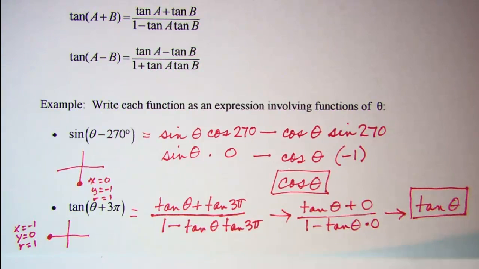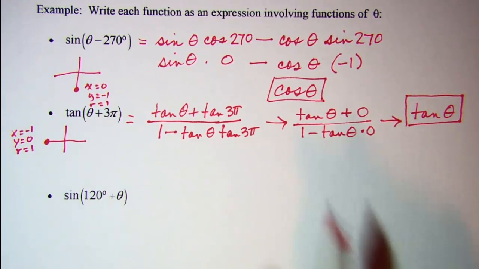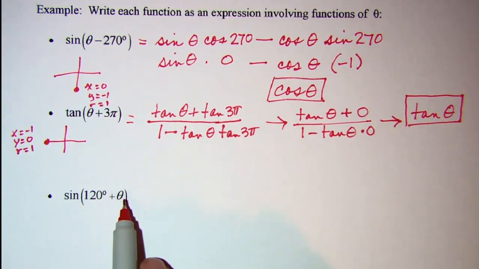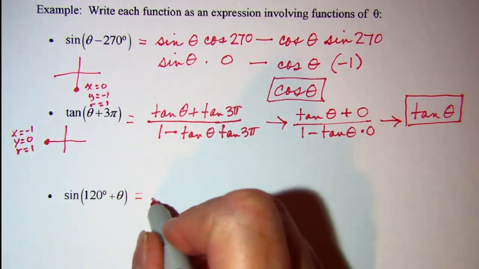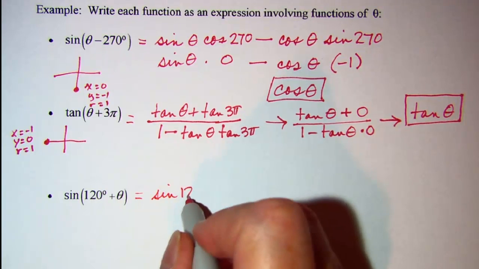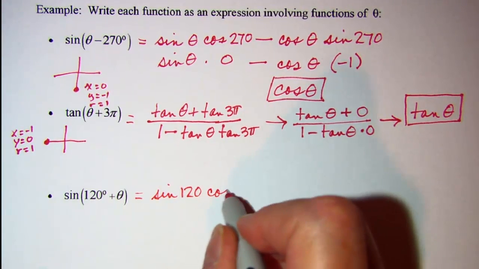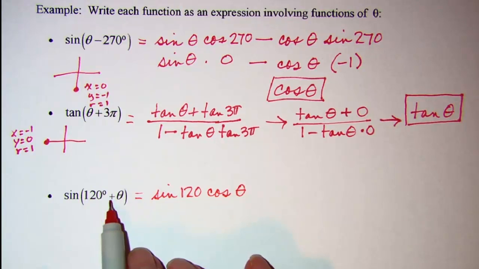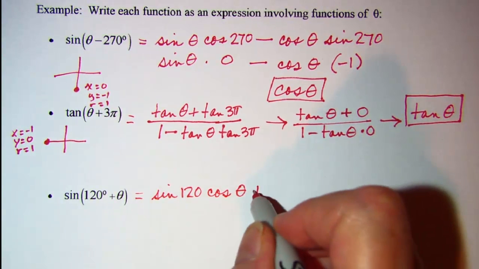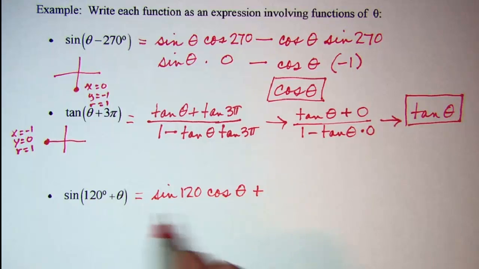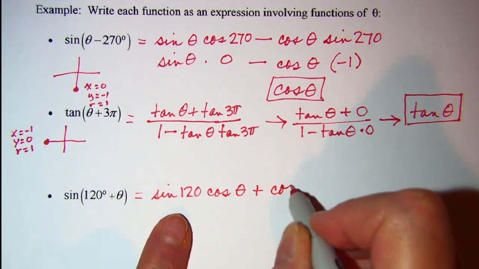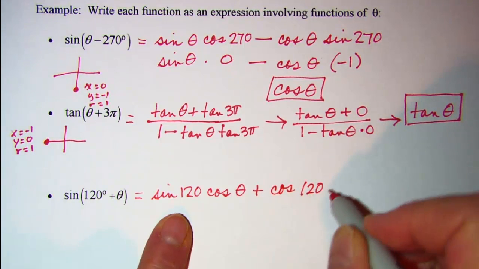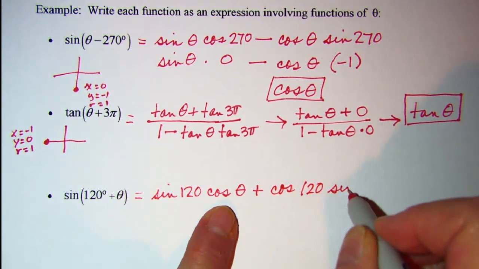Let's do one more. We have sine of 120 plus theta. So we know that this is the sine of 120 times the cosine of theta. And because this is plus, we also have a plus in between for the sine of a sum. And then we need a cosine of 120 times sine of theta.